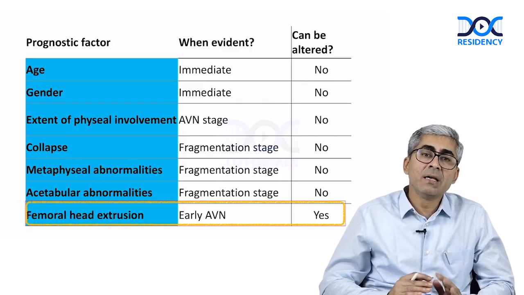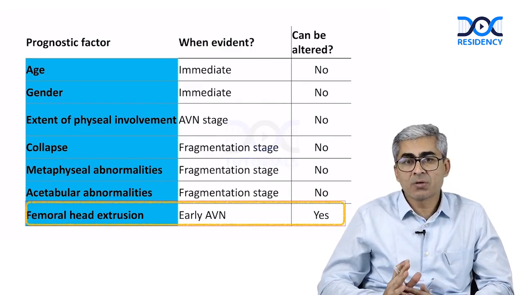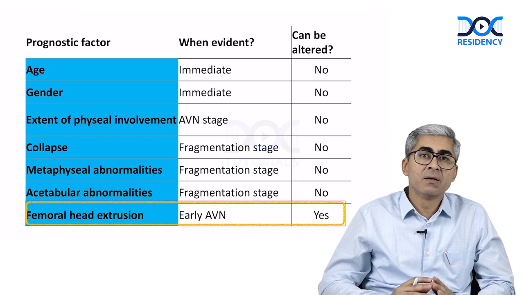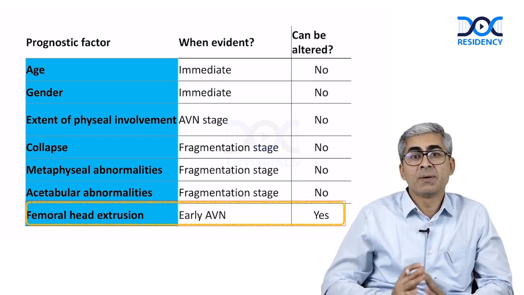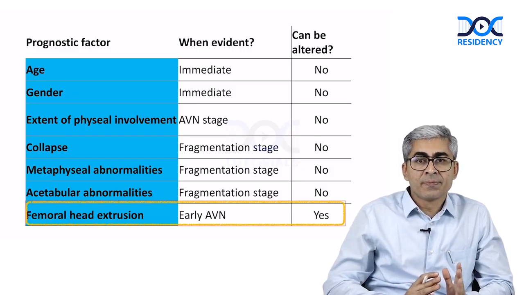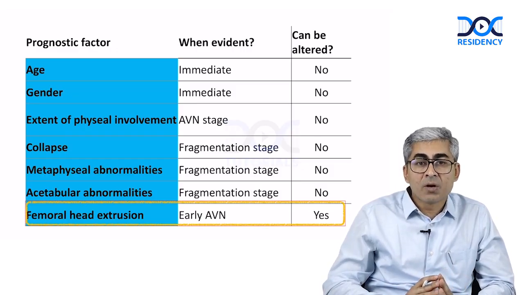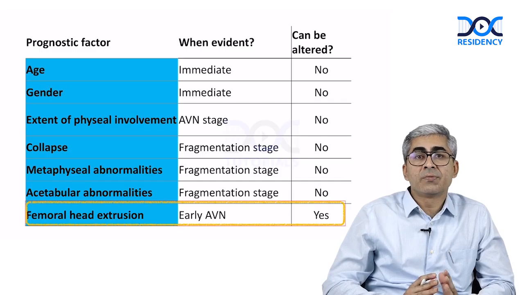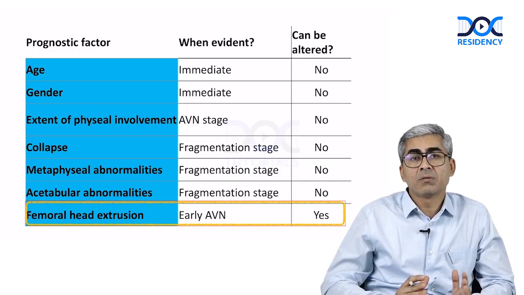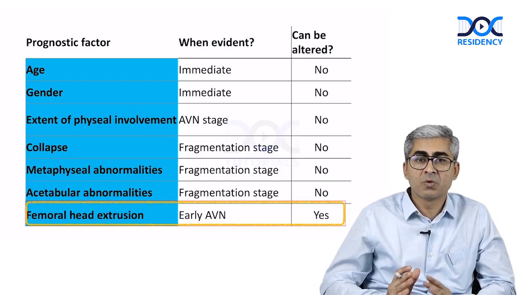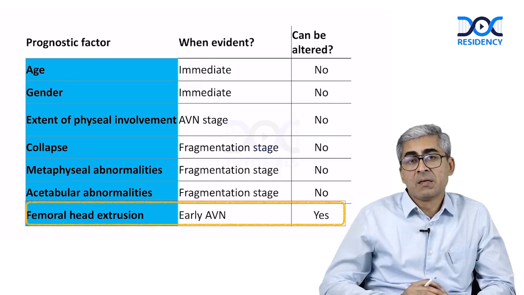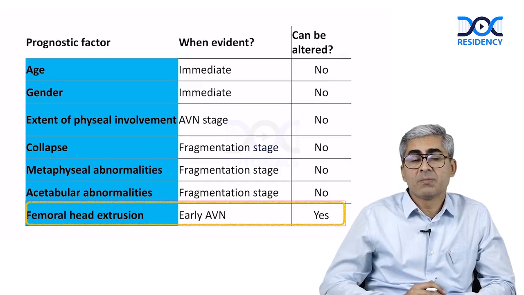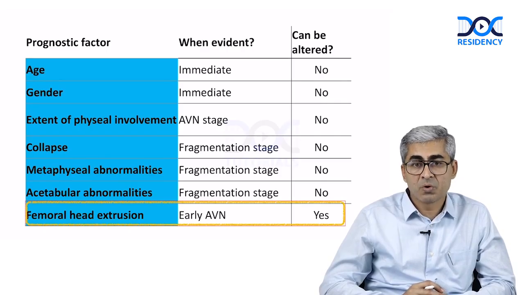Age: early age, good prognosis; late age at onset, poor prognosis. Gender: males usually do well, females don't do so well. Then extent of physeal involvement: if the head is involved more, then it is a severe problem; less than 25% or so, good prognosis. Collapse: once the head collapses, that is lateral pillar type C, poor prognosis. A and B Herring, very good prognosis.